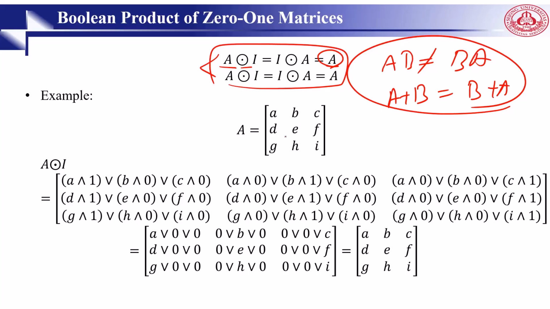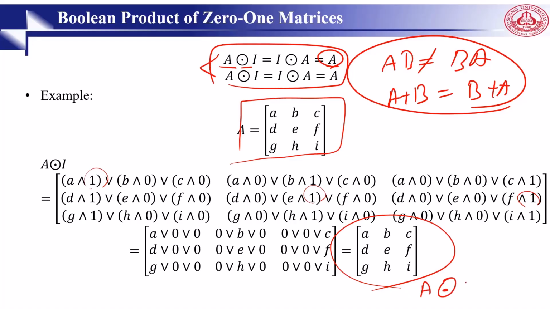Okay, so here, if we have this matrix A, B, C, D, E, F, G, H, I, if you do it all together, finally you will come with the same. And it's the proof that A Boolean product with I is equal to A.